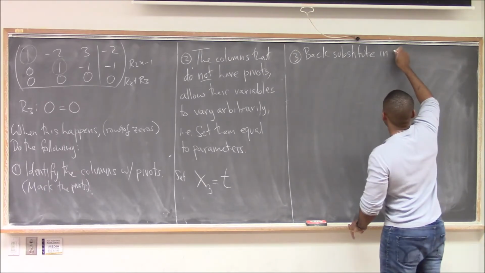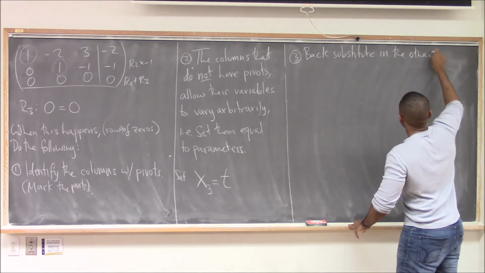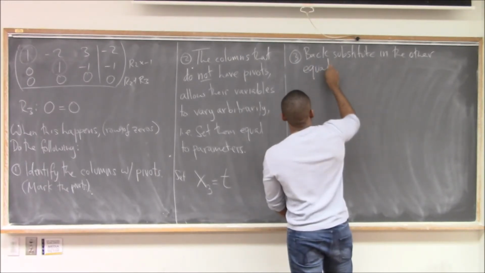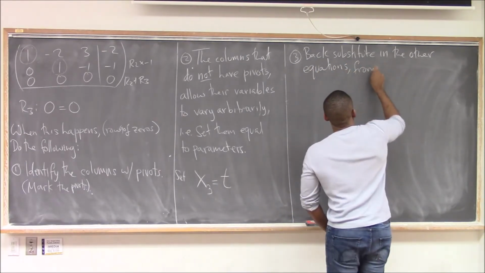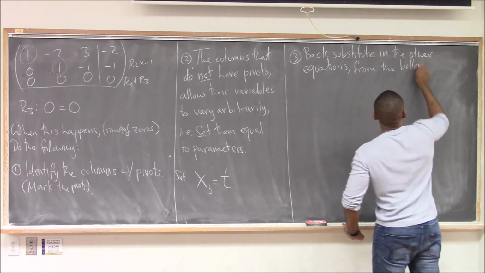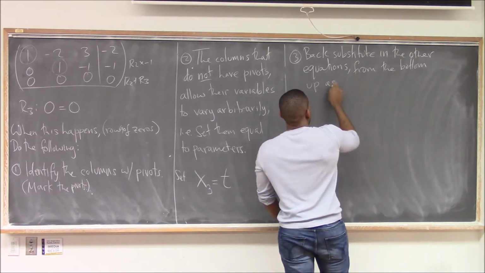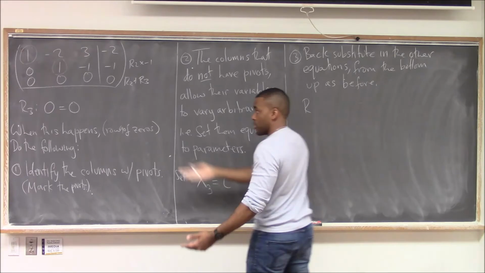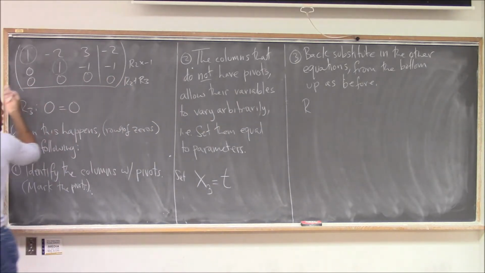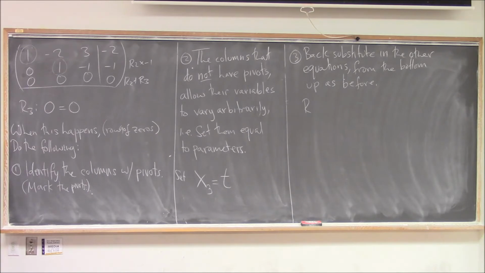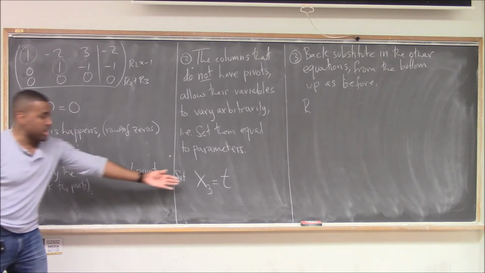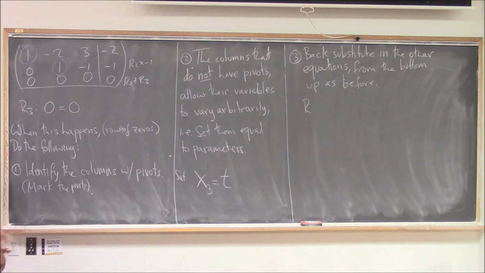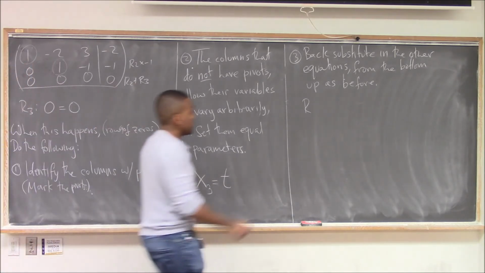Back substitute in the other equations, from the bottom up, as before. Row 3 didn't give me any information at all, but it does wipe out the possibility for me to be able to get x3 to be a subject of the formula for an equation. So I let x3 be anything. I can solve for x1 and x2, so I'm going to go back and, just like before, write down each equation and solve for it.